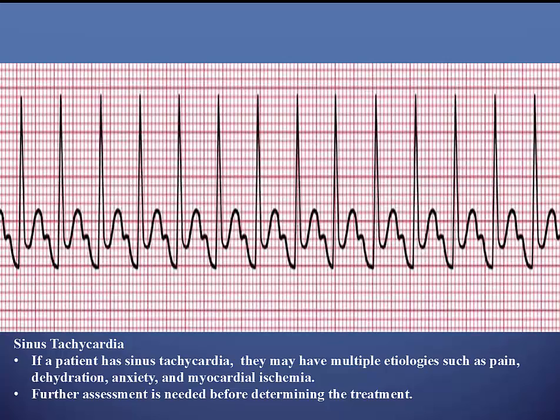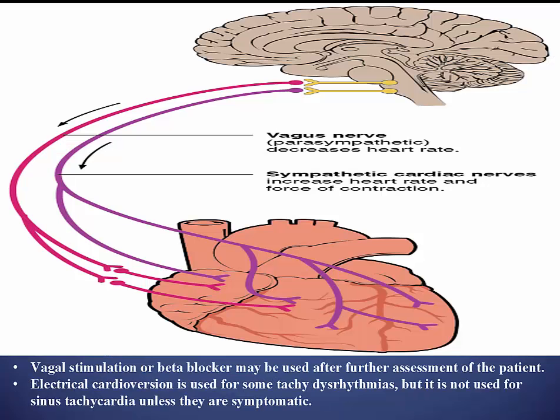If a patient has sinus tachycardia, they may have multiple etiologies such as pain, dehydration, anxiety, and myocardial ischemia. Further assessment is needed before determining the treatment. Now, vagal stimulation or beta blocker may be used after further assessment of the patient. Electrical cardioversion is used for some tachydysrhythmias, but it is not used for sinus tachycardia unless the patient is symptomatic.